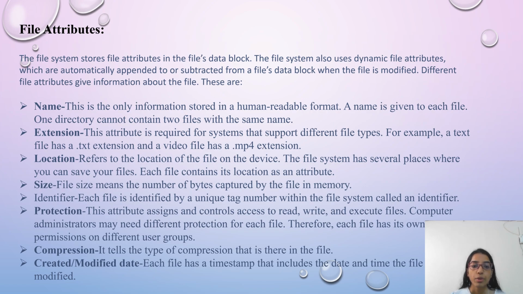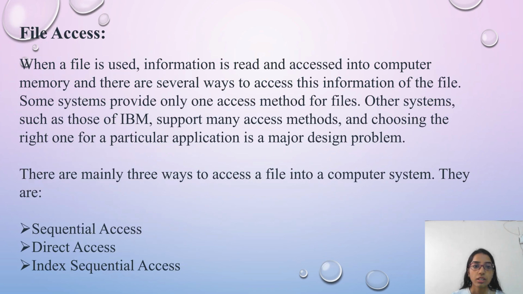Protection. This attribute assigns and controls access to read, write and execute files. Computer administrators may need different protection for each file. Therefore, each file has its own permissions for different user groups. Compression. Compression tells the type of compression that is there in the file. Created or modified date. Each file has a timestamp that includes the date and time the file was created or modified.